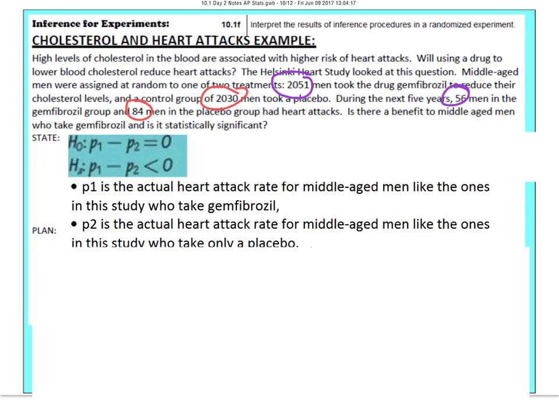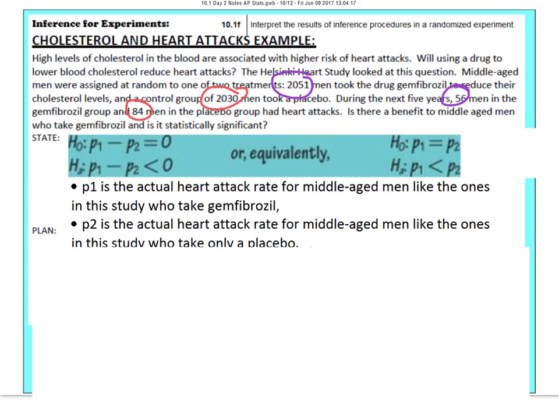We could say that the null hypothesis is P1 minus P2 is 0, but we really think that P1, the drug users, minus the placebo users, we are going to see a lowering of the heart attacks, so this would be smaller, so it's going to be less than 0. Now, equivalently, with a little bit of algebra, I could also move this P2 to the other side of the equation. If you do that, the hypothesis would look like this: P1 equals P2, which we don't think is the case. We really think P1 is less than P2 because our proportion of heart attacks will go down on the drug versus the placebo.